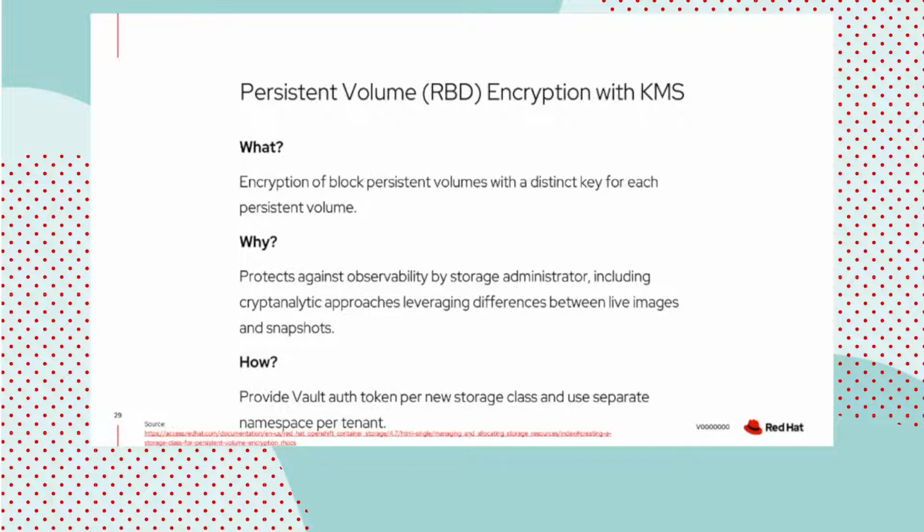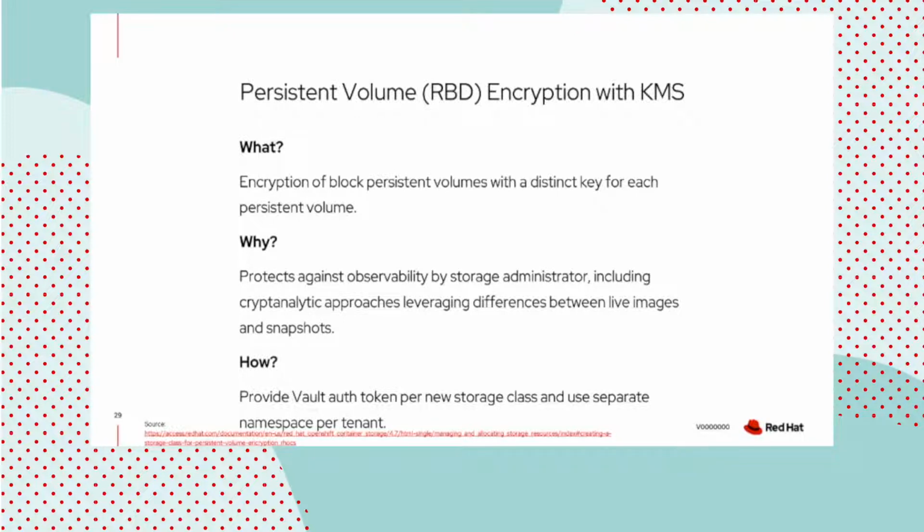The last layer that I would like to introduce is the persistent volume encryption. The persistent volume encryption is another granularity that we provide with OpenShift Data Foundation. We let customers encrypt every persistent volume with a distinct key, and also we provide a way to separate tenants by namespace, which means that every storage cluster that we create has the optional configuration to use a different authentication token with a Vault key management system.